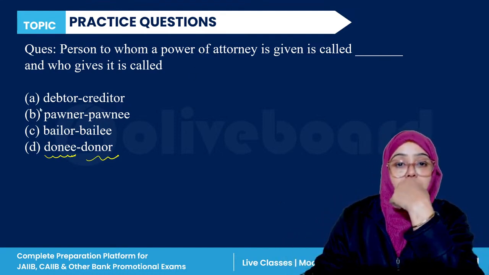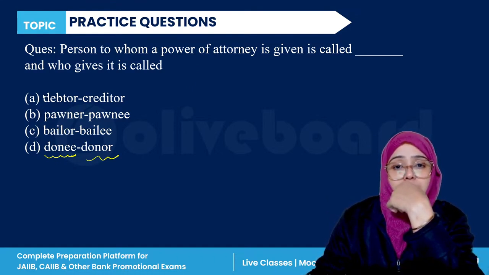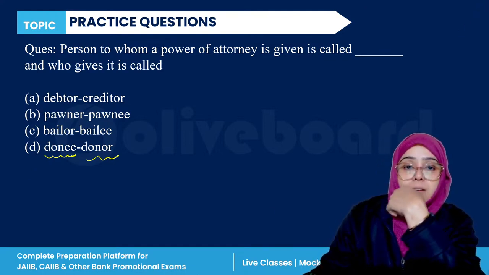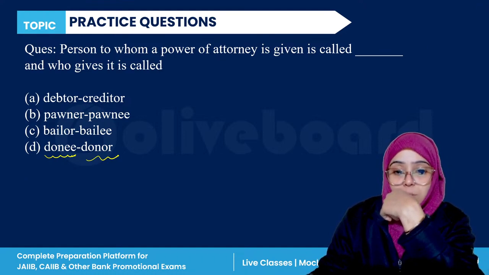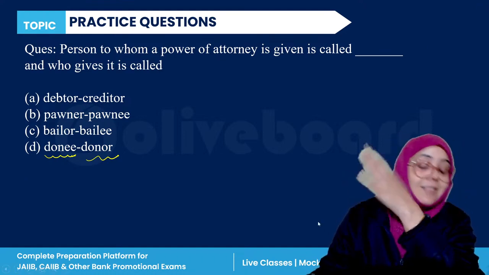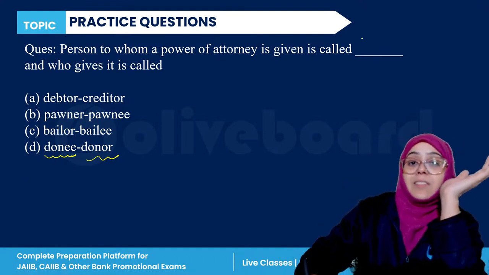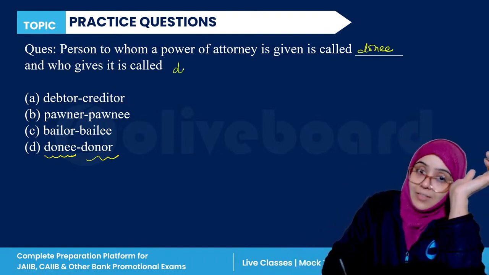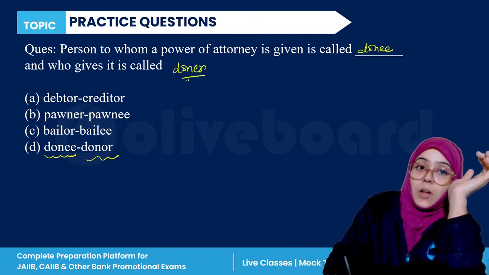Just a second, everyone. Yes, it is donor and donee. It is not pawner and pawnee. Why are you calling it pawner and pawnee? It is donor and donee. I am correct here. You all confused me. Okay, it is donee and donor. The person to whom it is given is the donee, and who gave it is called the donor. It is not pawner and pawnee.